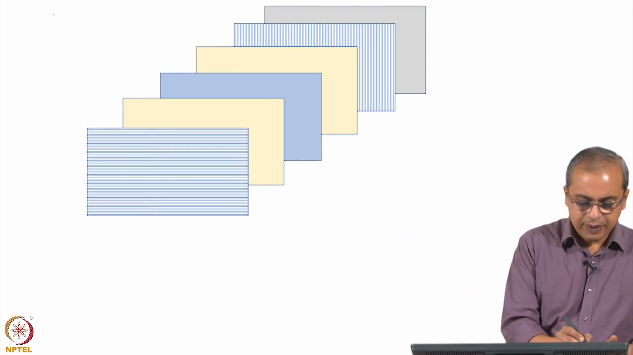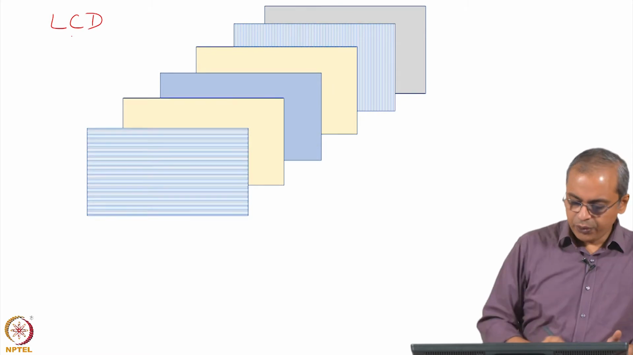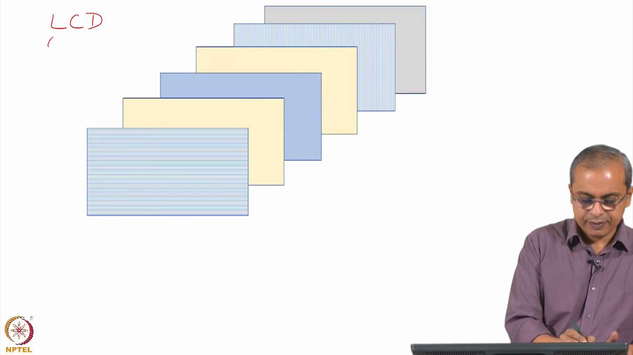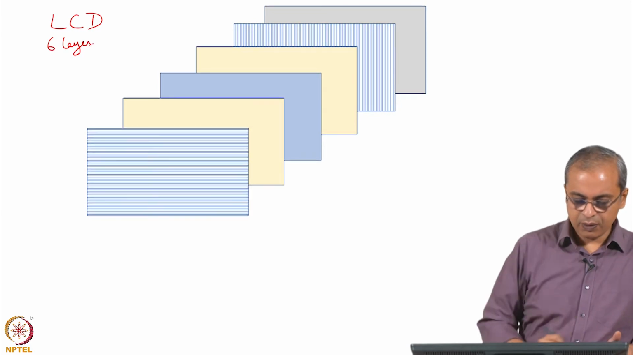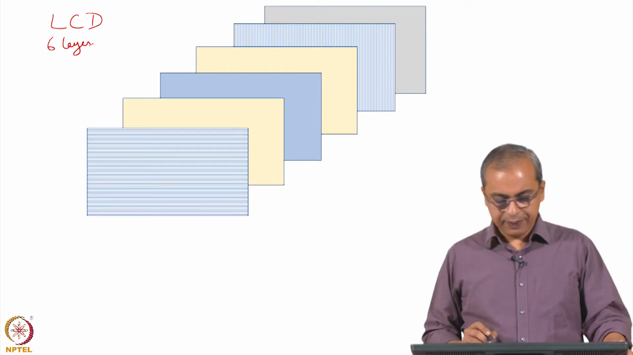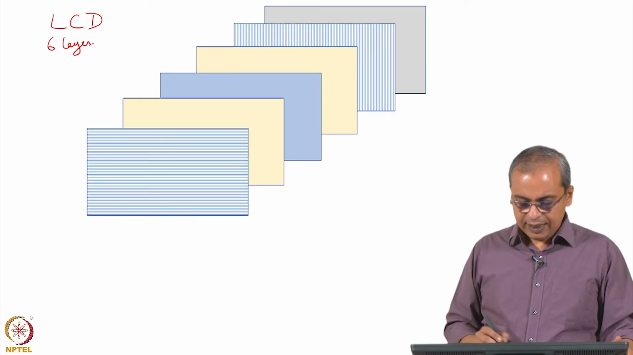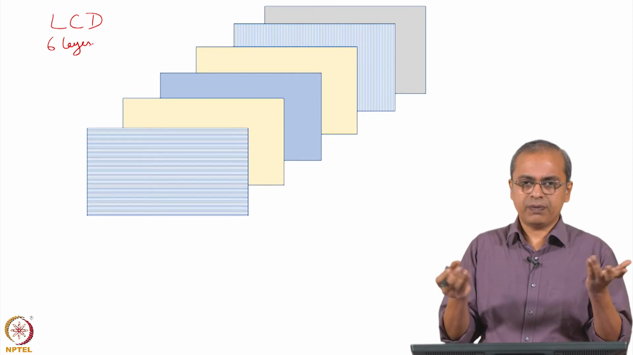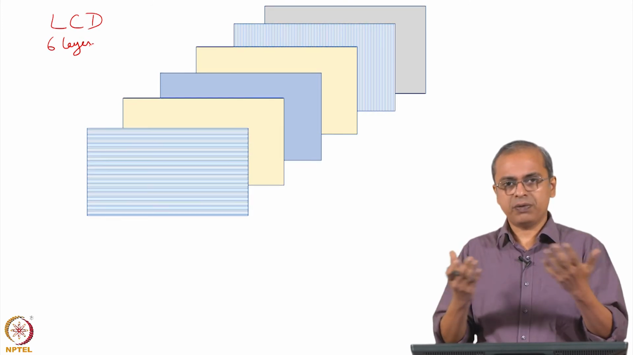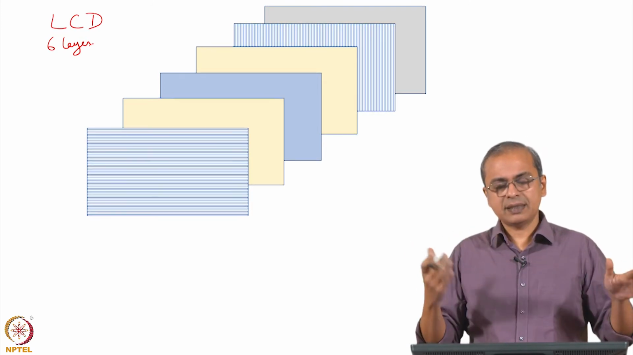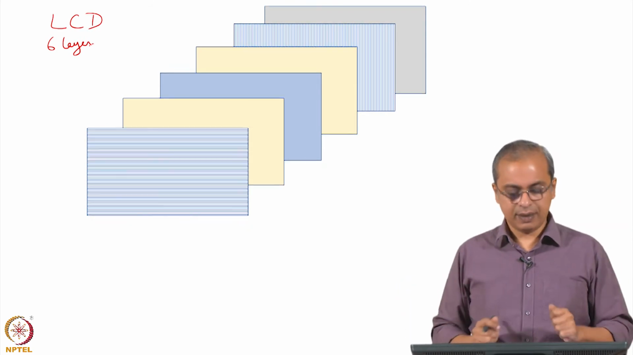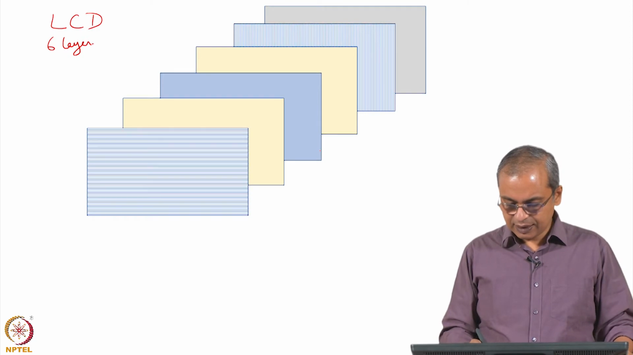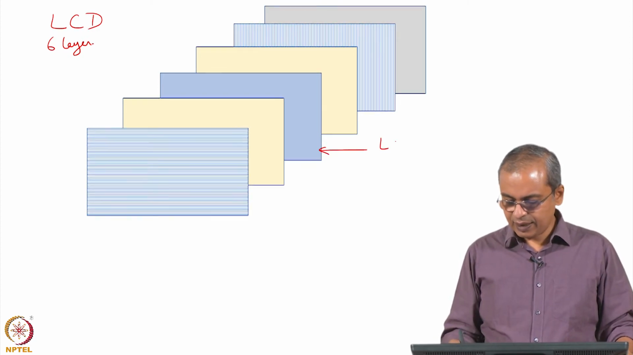Generally in LCD displays you have, let us see here, 1, 2, 3, 4, 5, 6 layers. Usually this is the typical kind of layout, these 6 layers are in a very thin region, maybe under 10 micron, in which you have these 6 layers, and that together is your LCD display. So the central part of the display is this layer which has the liquid crystal.